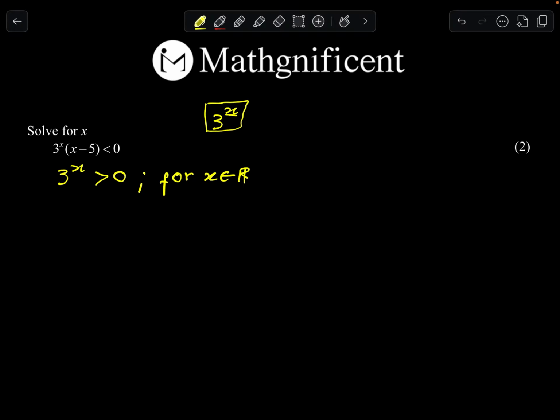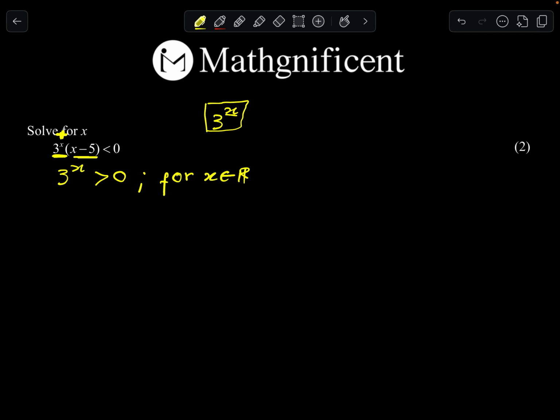For all values of x that are real numbers, this part here is always going to be positive. So this is forever positive, given that the values of x are real numbers. Now you are multiplying this quantity and this quantity, and getting an answer that is lesser than 0.